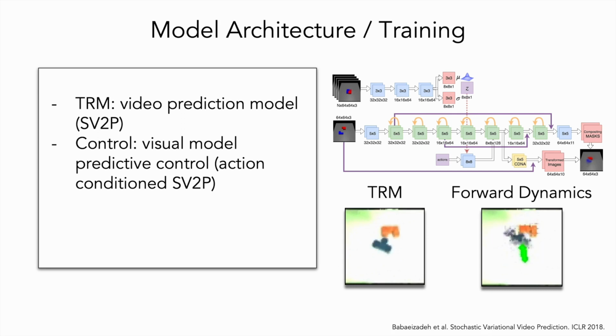The time reversal model takes as input the first frame of the reverse sequence and predicts the sequence of states leading to the goal, as shown on the slide. The forward dynamics takes a single state and an action and predicts the next state, as shown on the bottom right of the slide, where the green arrow indicates the action.